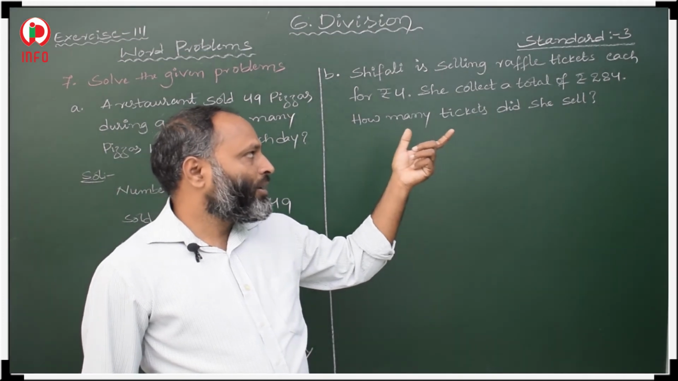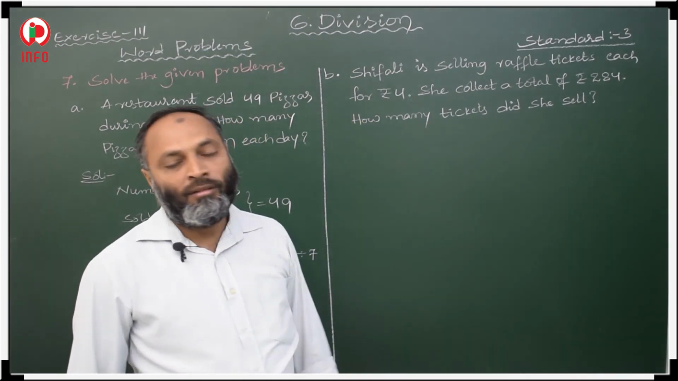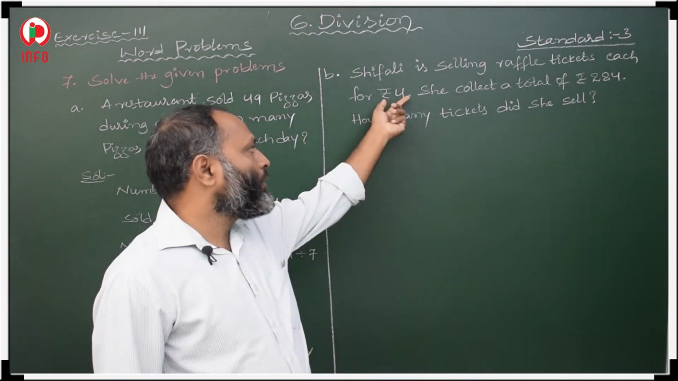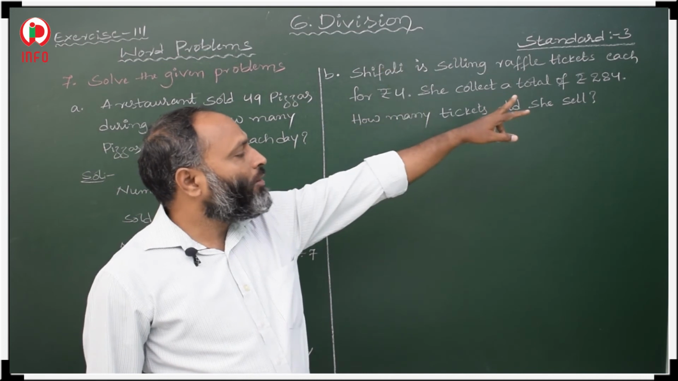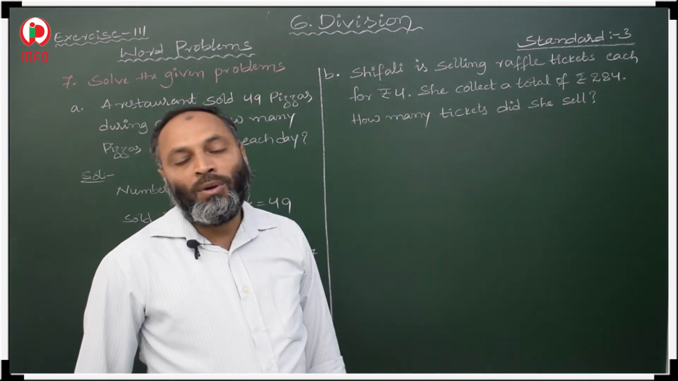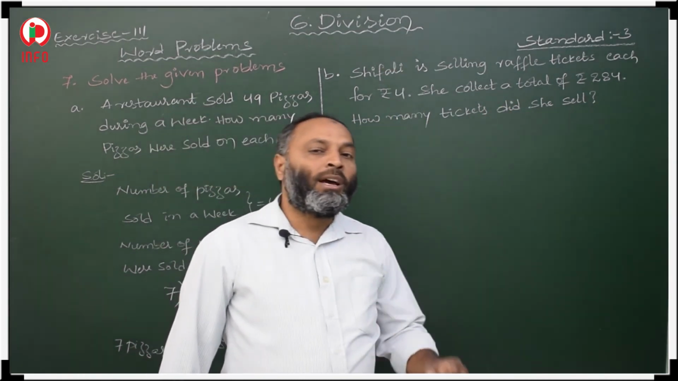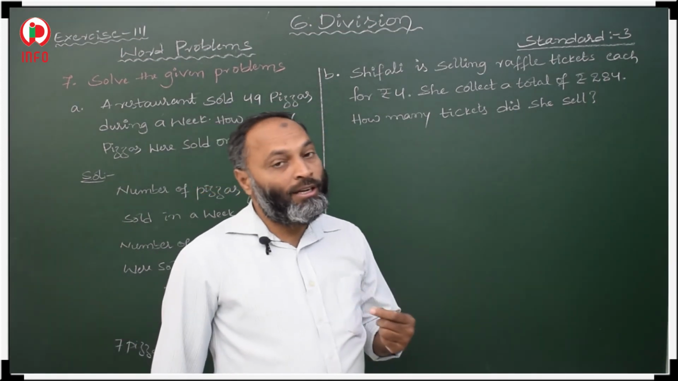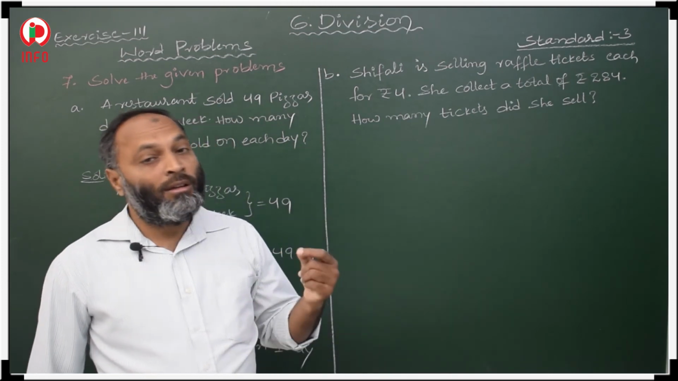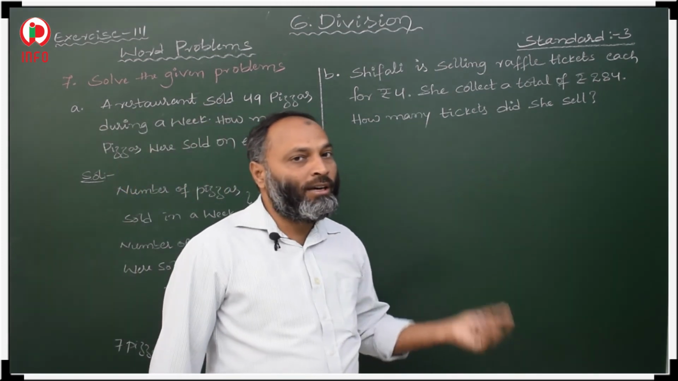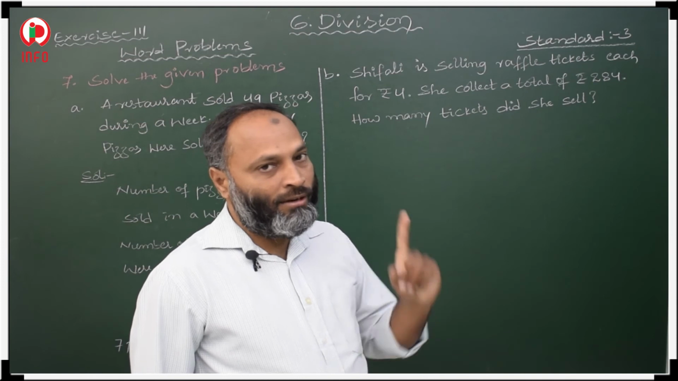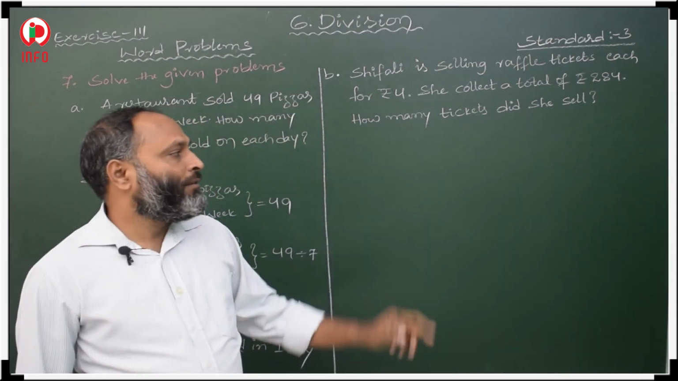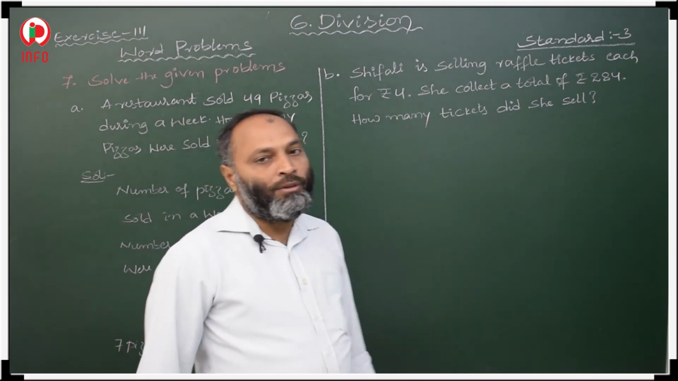The total amount we have to divide by the unit price, meaning one ticket. One ticket cost is given, that is rupees 4. Total amount she got is 284 rupees. Then to find how many tickets she sold, we have to divide the total amount by the unit price. What is the unit price here? Per ticket. One ticket cost is rupees 4. With that we have to divide 284.